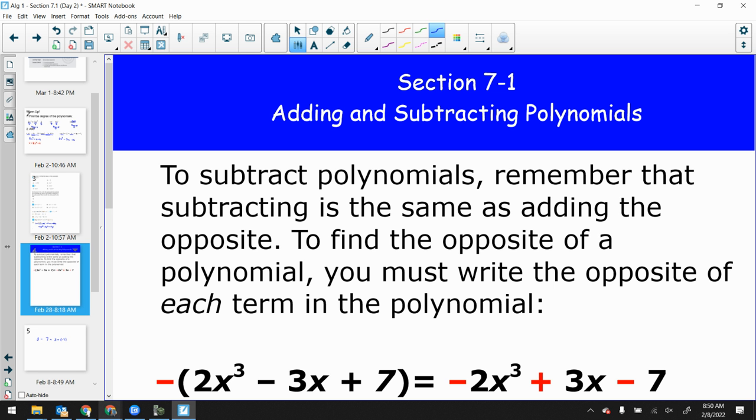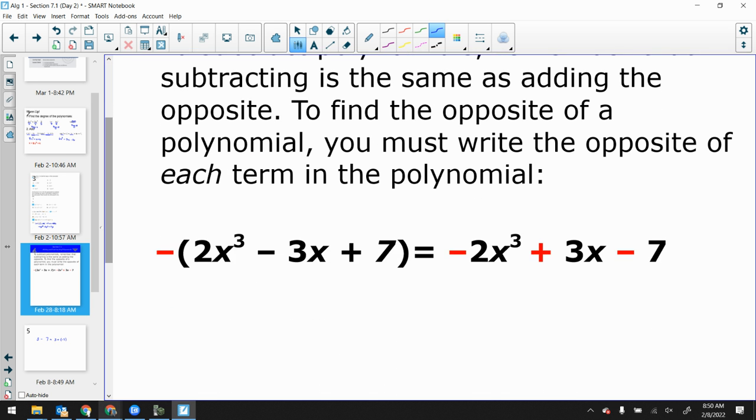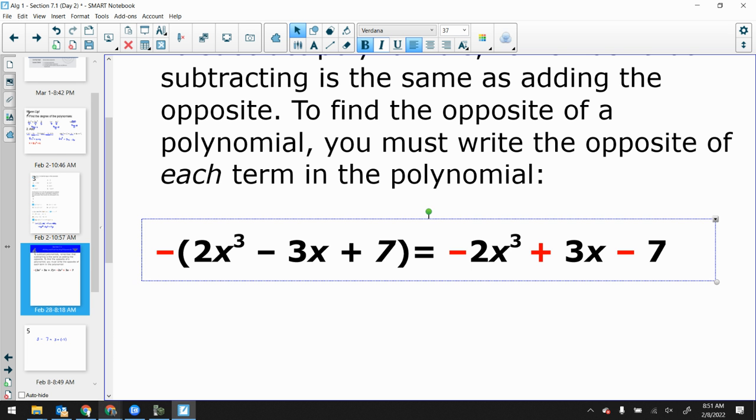To subtract polynomials, remember that subtracting is the same as adding the opposite. To find the opposite of a polynomial, you basically just distribute the negative into the second polynomial. So you just leave the left side polynomial the same, but the right side polynomial becomes the opposite. And that opposite is the opposite of every single term on the right side. So the more terms in the second polynomial, the more distributions of that negative you're going to have to do.